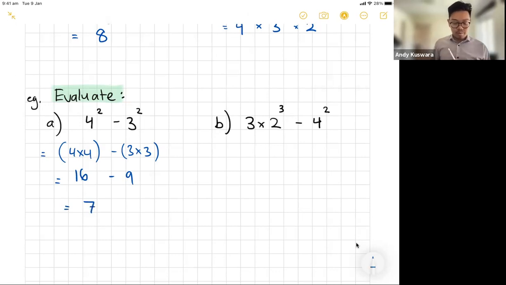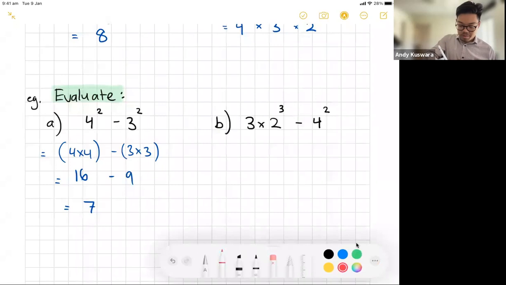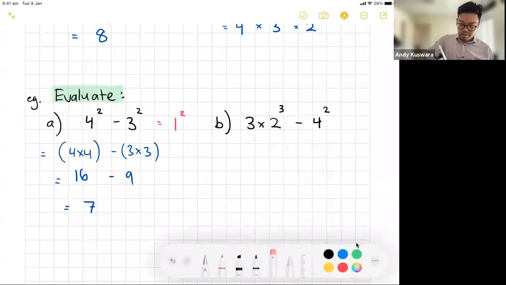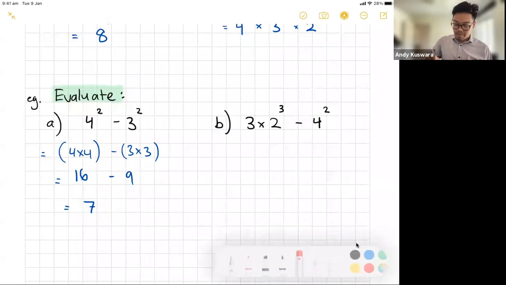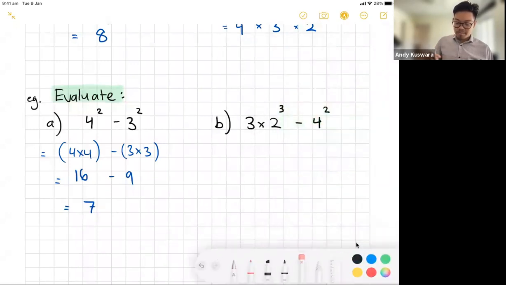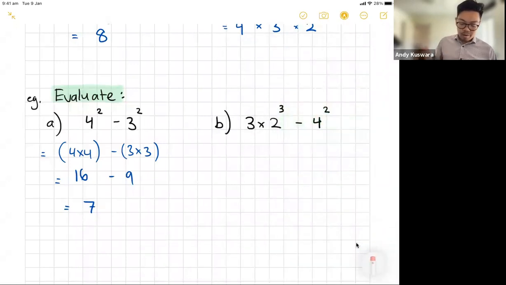Okay, so a very common mistake here is people would say, oh, that equals 1 squared. It's not. So be very, very careful when you're doing these types of questions. And the best way to do it is to evaluate each bit one at a time. Again, let's evaluate these one at a time.